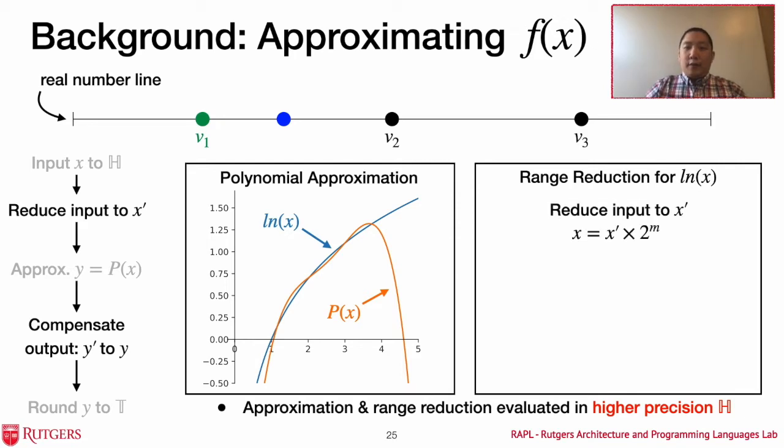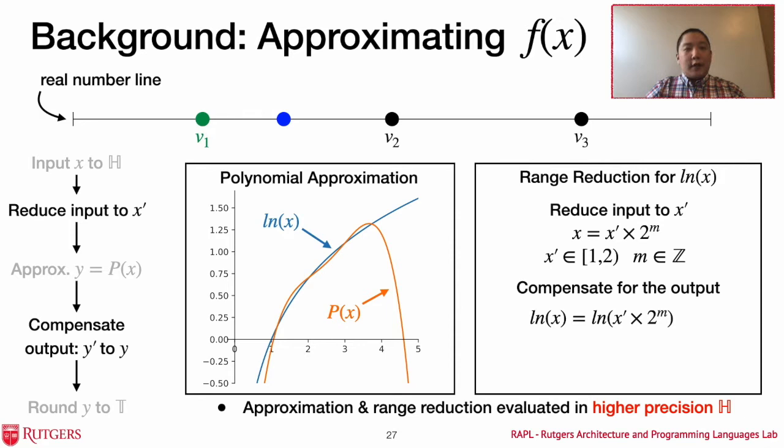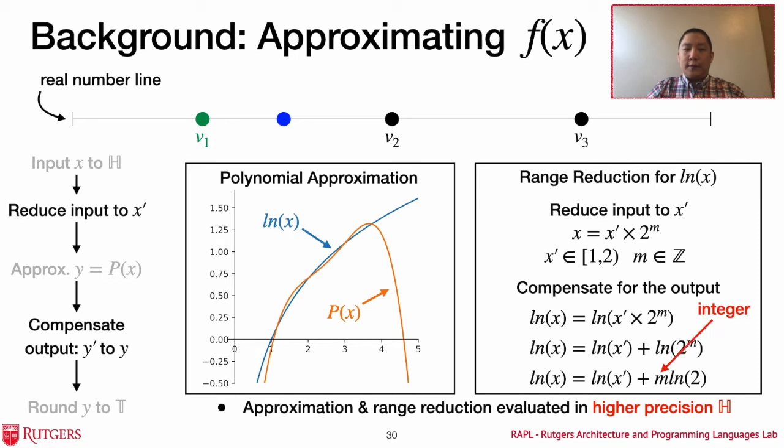When we are given an input x, we can break the input down to x prime times 2 to the power of m, where x prime represents the significand of the input and m represents the exponent of the input. Then we can compute natural log of x with natural log of x prime times 2 to the power of m. Next, we can use mathematical identities of logarithm functions to break this formula down to natural log of x prime plus natural log of 2 to the power of m, and further break it down into natural log of x prime plus m times natural log of 2.